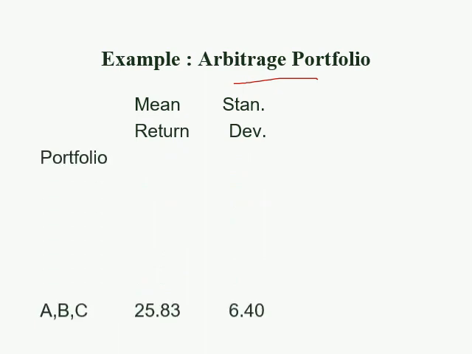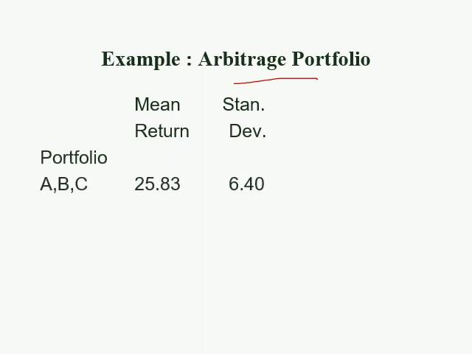Example arbitrage portfolio. Mean return and standard deviation for portfolio A, B, and C. This portfolio has a mean return of 25.83% and standard deviation of 6.40%. That is the risk of this portfolio.